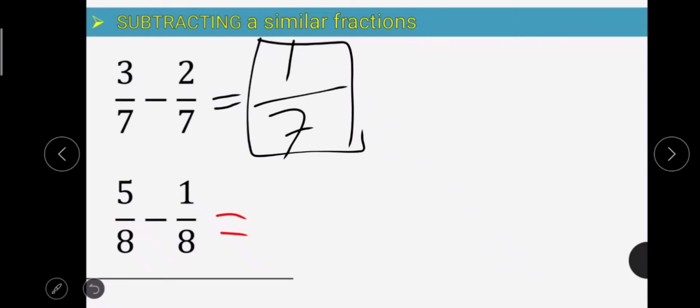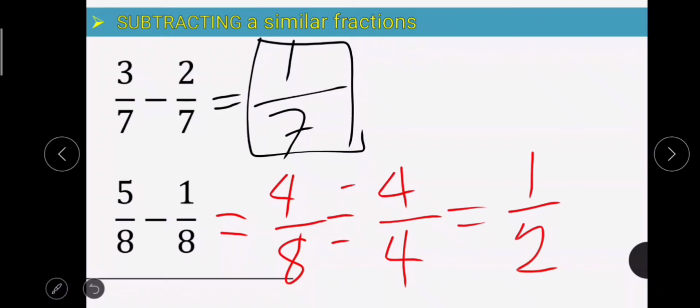Number 2, we have 5 over 8 minus 1 over 8. Just copy the denominator, then subtract the numerator, which is 5 minus 1. It gives you 4. And 4 over 8 has a common factor, which is 4. So we need to divide both numerator and denominator by 4. So this is our final answer, 1 over 2.